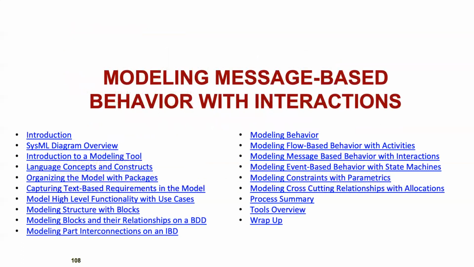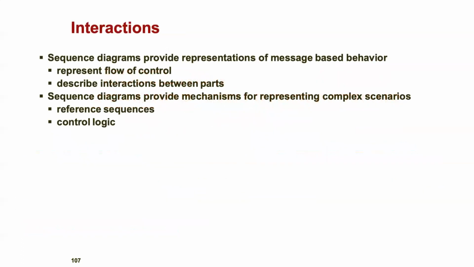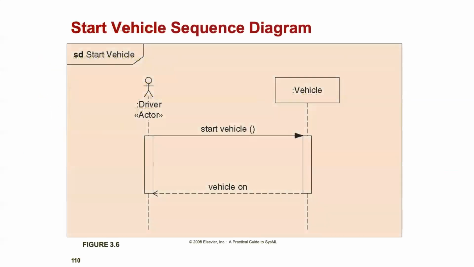Okay, let's now get into behavior with interactions. Interactions, and we'll talk about sequence diagrams here. Sequence diagrams provide representations of message-based behavior. They represent flow of control and describe the interactions between parts. Sequence diagrams provide mechanisms for representing complex scenarios, reference sequences, and control logic.